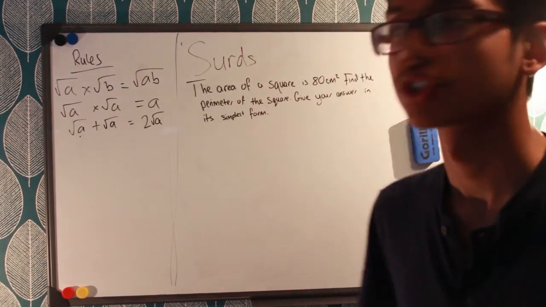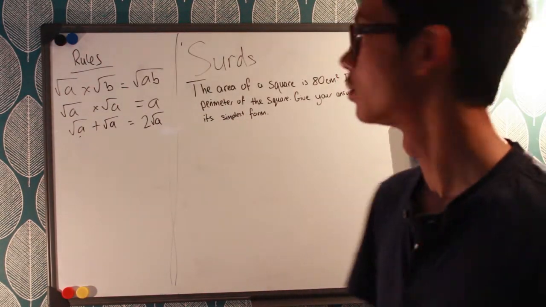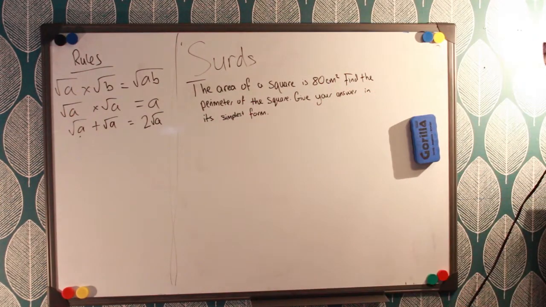Alright, let me quickly do another question. I'm about to pass the 10-minute mark here. The area of a square is 80 centimeters squared. Find the perimeter of the square. Give your answer in the simplest form.